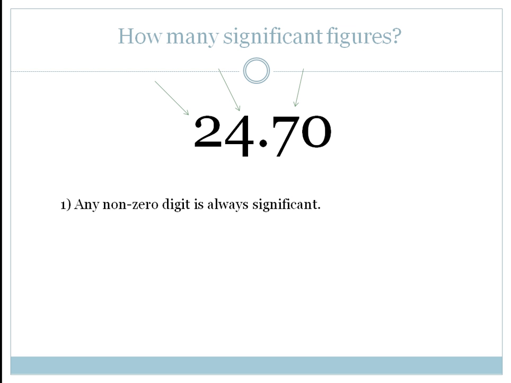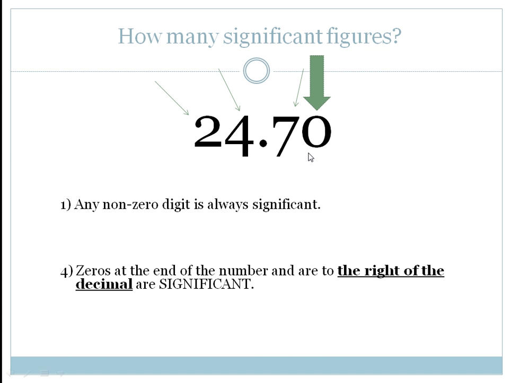Non-zeros are significant. That makes these first 3 significant. Now what about this 0? This 0 is located at the end of the number. What's tricky here is, remember, zeros in the front, never significant. Zeros in the middle, always significant. Zeros at the end, sometimes significant, sometimes they're not.